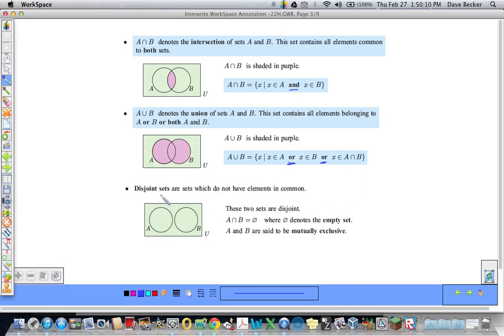Okay, disjoint sets are sets which do not have elements in common. A and B, they don't overlap. They have nothing in common. Okay, empty set. This is the symbol for the empty set. And A and B are said to be mutually exclusive. So disjoint, mutually exclusive. They have nothing in common.